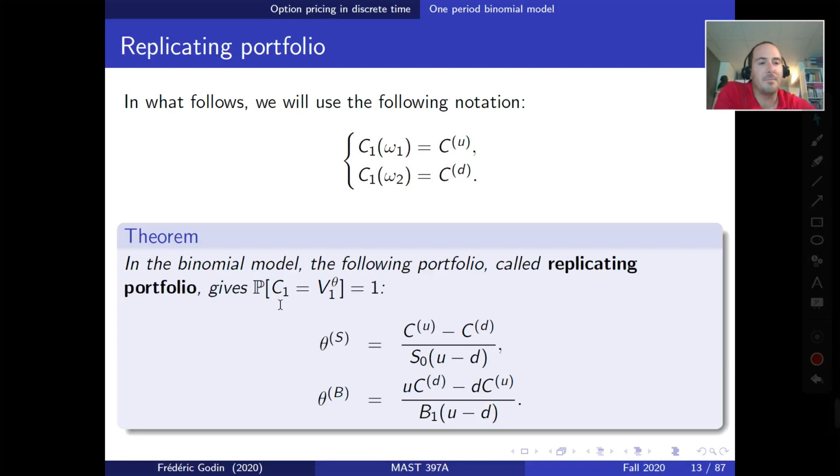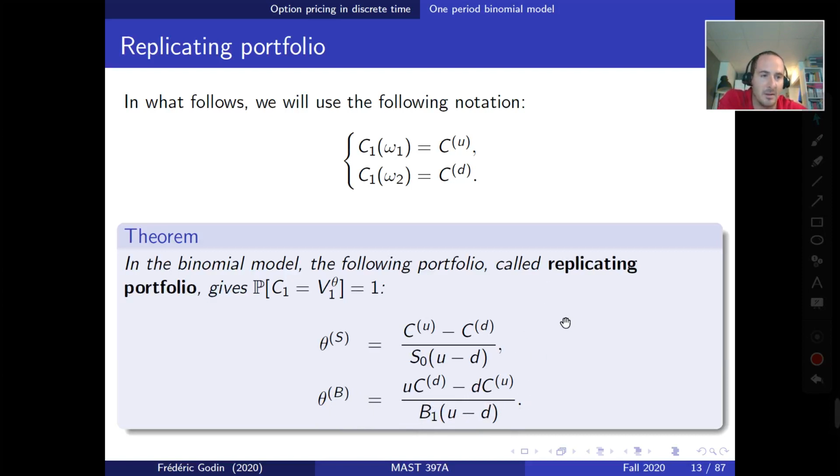And how do we define this portfolio? This portfolio is as follows. The number of shares of stock in the portfolio, theta S, is defined as CU, the derivative payoff in the upward state, minus CD, the derivative payoff in the downward state, divided by S0 times (U minus D), where U and D are respectively the increase and decrease factors for the stock price in both outcomes. And theta B can be defined as (U CD minus D CU) divided by B1, so this is exponential of R times (U minus D). This is a theorem, a result.